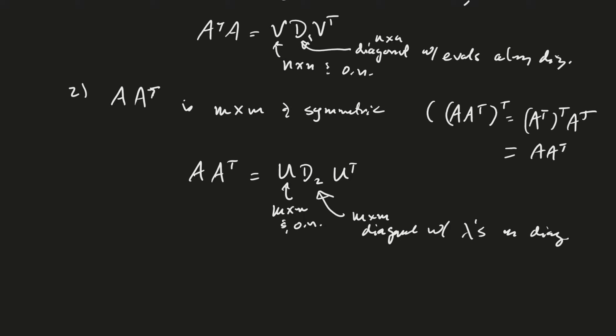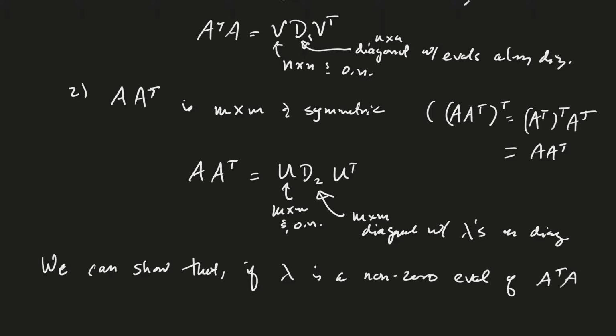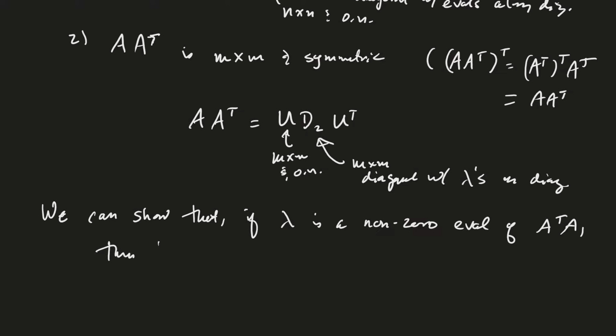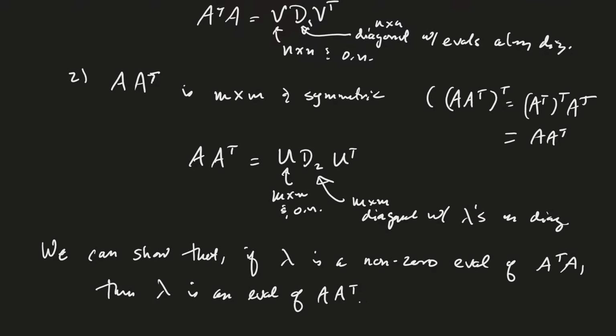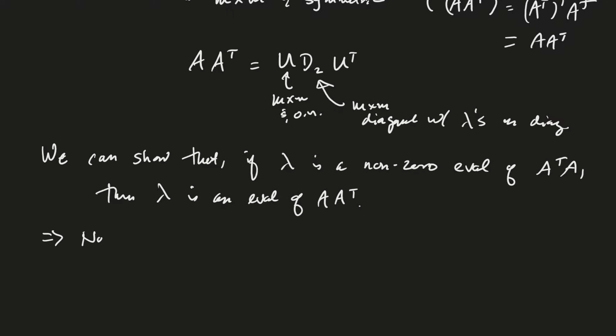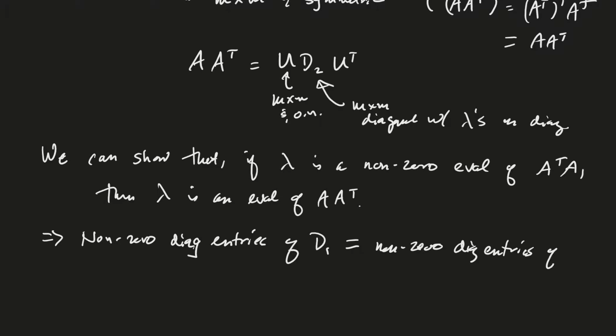Good. All right. I don't want to give it away because I think it's one of the first exercises, we can show that if lambda is a non-zero eigenvalue of A transpose A, then lambda is an eigenvalue of A A transpose. And so what am I saying here? Let me go ahead and write the conclusion here. The non-zero diagonal entries of D1 are equal to the non-zero diagonal entries of D2.